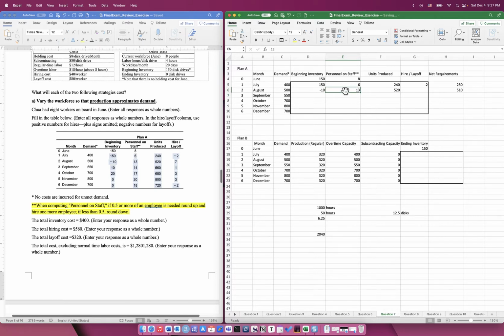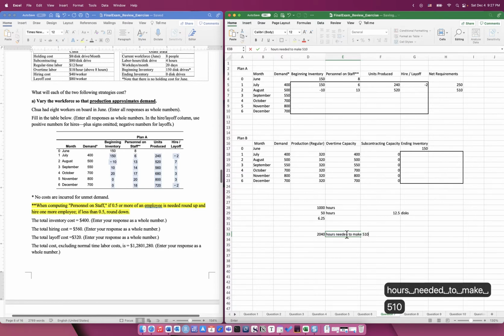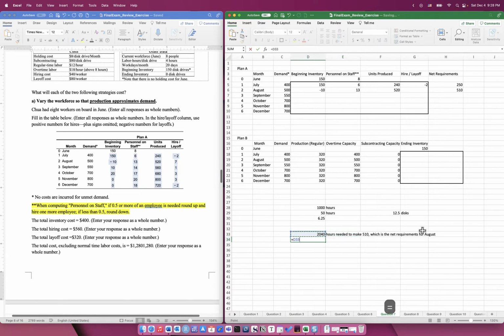13 looks better. Let me do it again. So 2040 is the total number of hours needed to make 510, which is the net requirement for August. You divide it by 20 days, so this is the number of hours you need each day. Each person works 8 hours, so 12.75 workers you need, so that you have this many hours each day, this many hours this month, and so this many units.